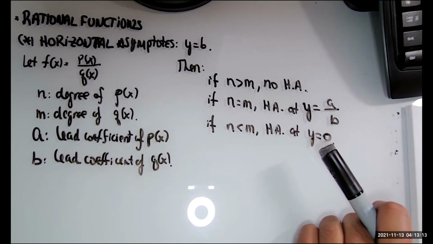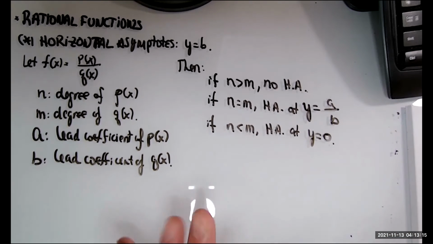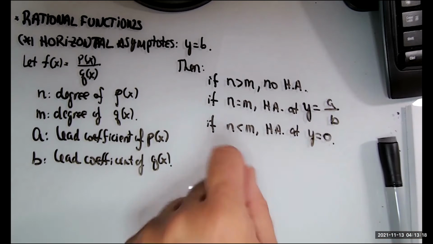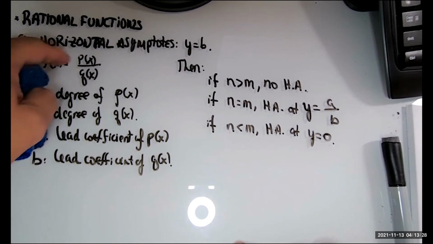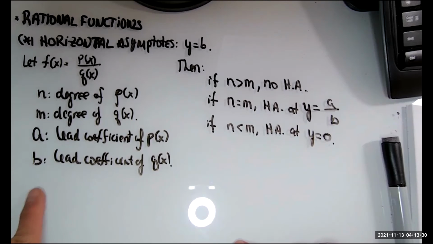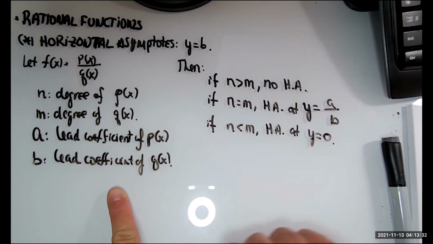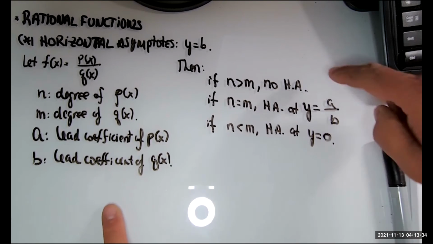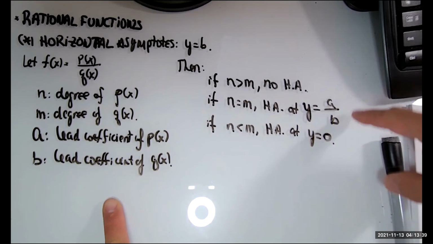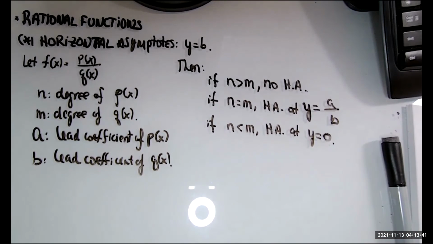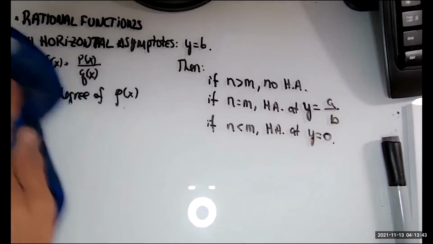Okay, so I'm going to give you one weird example, and then I'm going to start changing things. So remember, n is the degree of the top, m the degree of the bottom, a the lead coefficient of the numerator, b the lead coefficient of the denominator. It's either no HA, y equals 0, or the quotient of the lead coefficients.